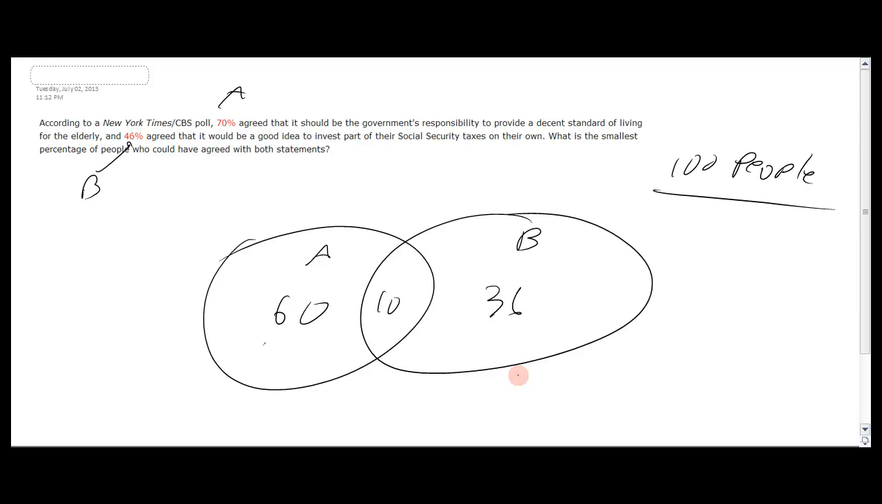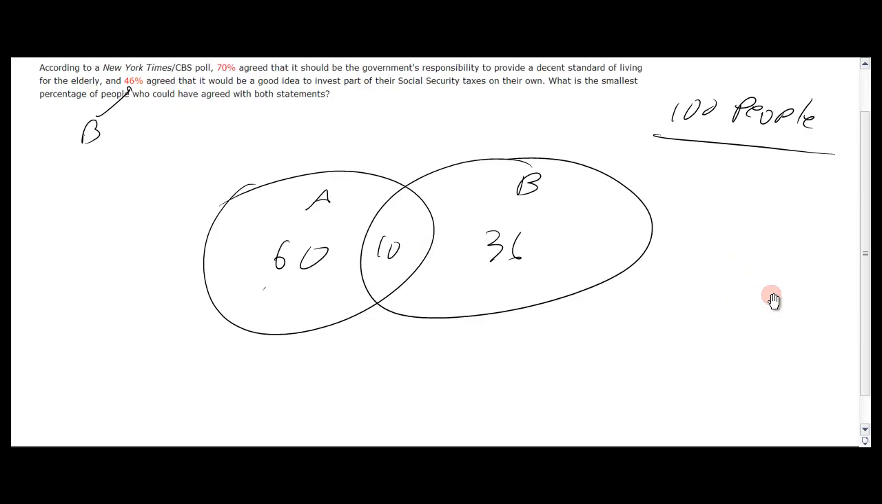I hope that helps you see the idea. So what we're doing here is playing worst case scenario. What's the smallest number I have to put in here to make it so the whole thing adds up to make 100 people.